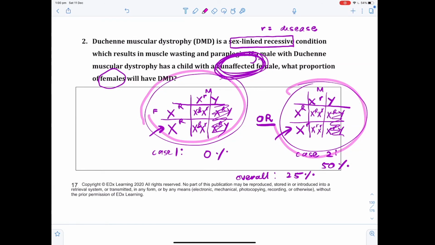How did you get 25%? Yeah, so I just averaged 0 and 50. So I added the two percentages, divided them by 2. So I found the average percent likelihood. That was 0% plus 50 and then divided by 2.